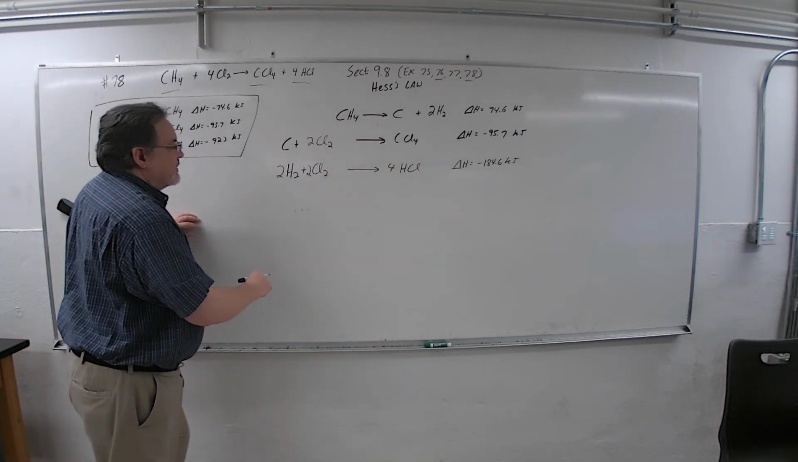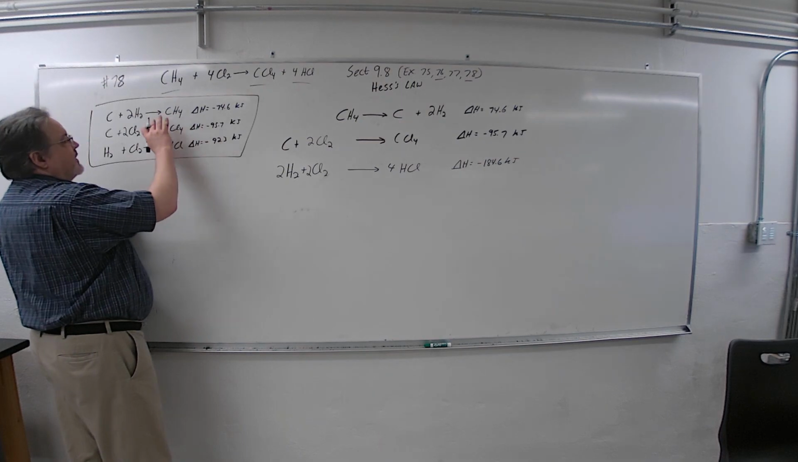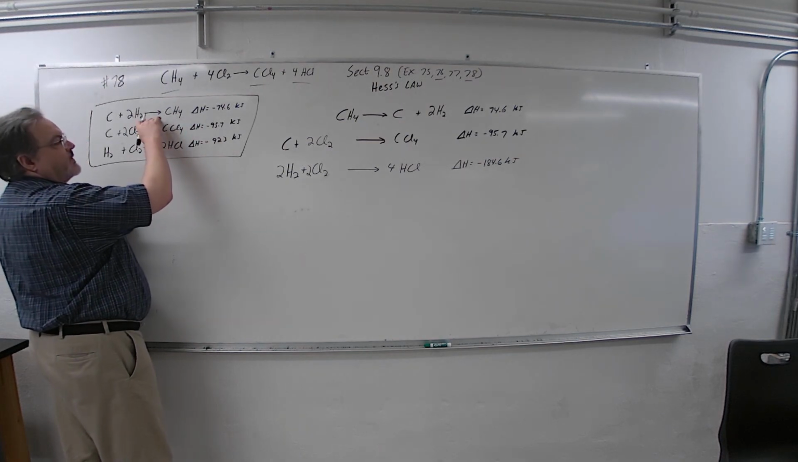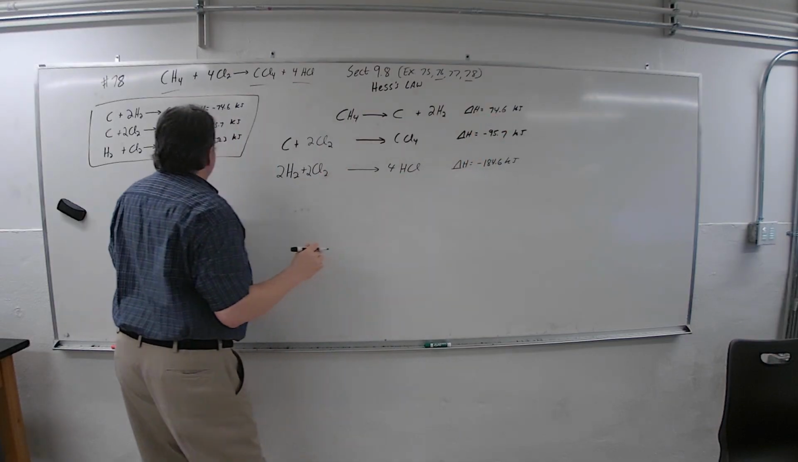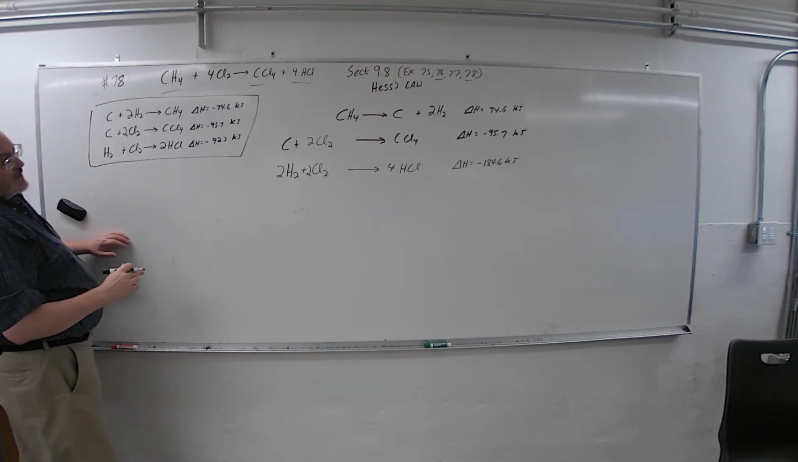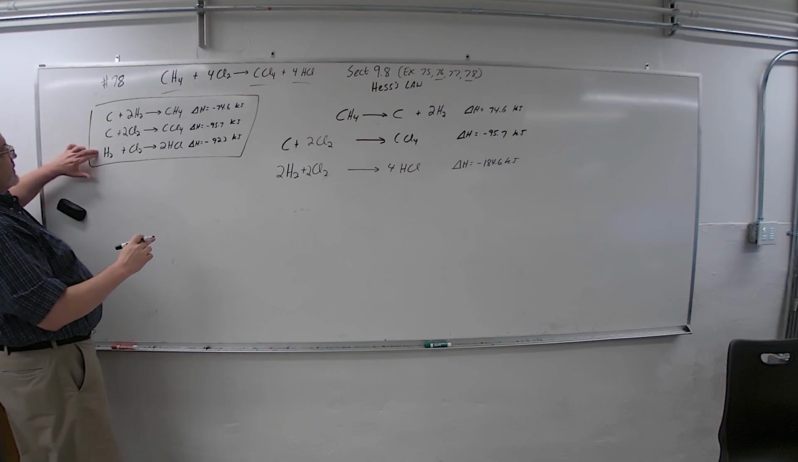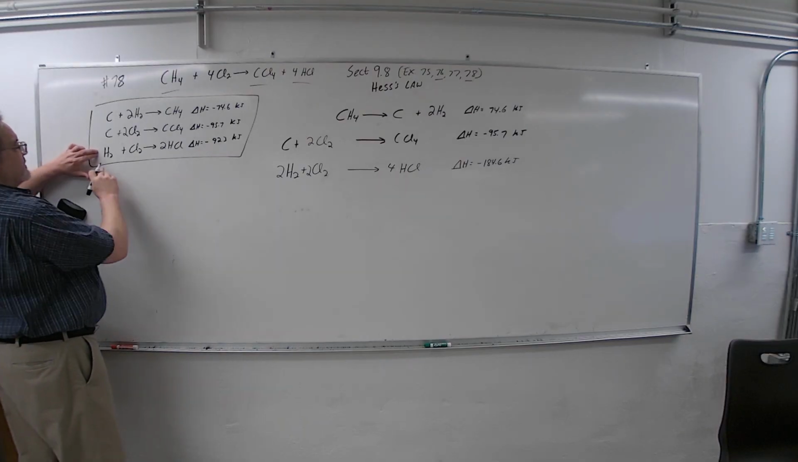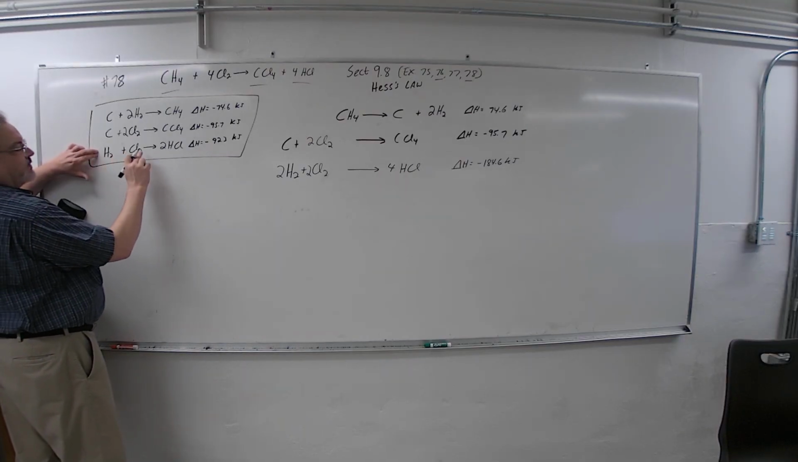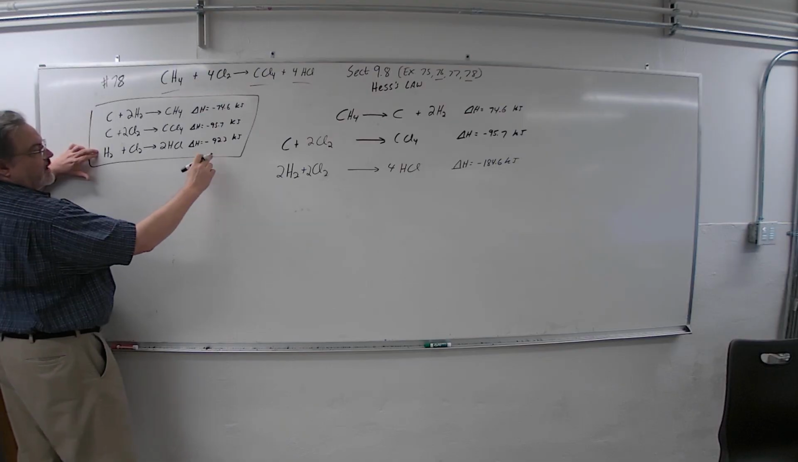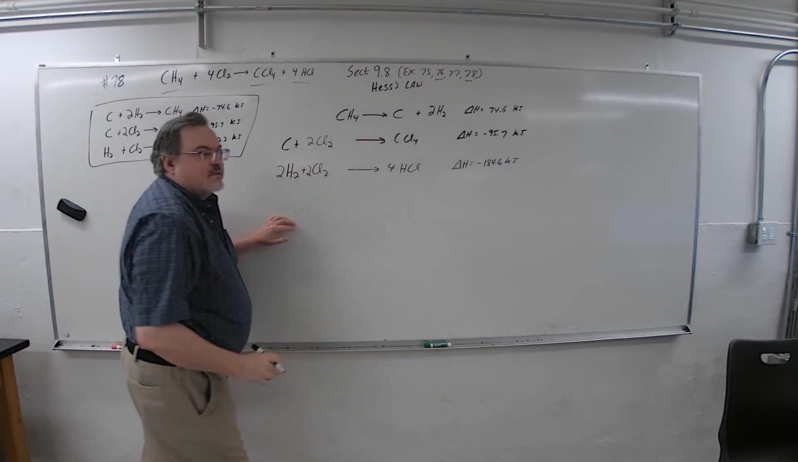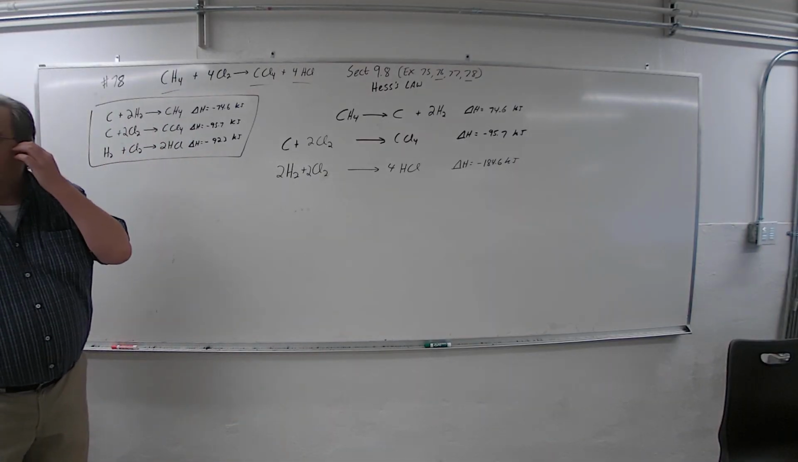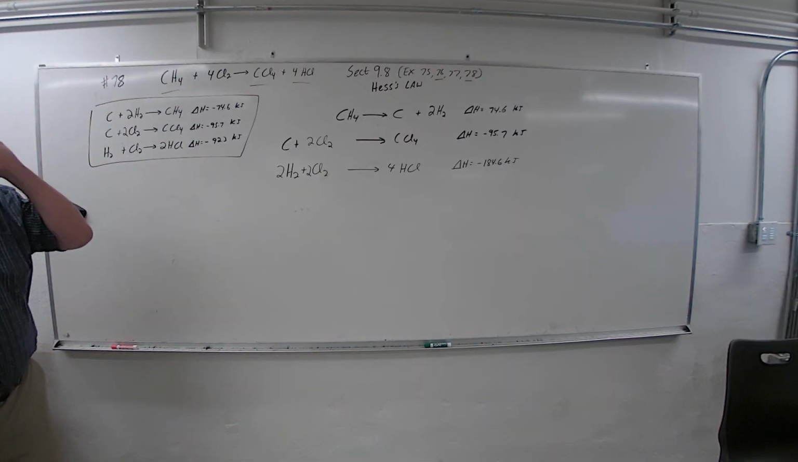So all I've done so far is flip this one. I flipped this one backwards. So this became positive 74.6. And the other thing I did is I multiplied this one through by 2. So that gave us 2H2, 2Cl2, 4HCl. And then I multiplied that by 2, which gave us 184.6. You with me? And this does it.